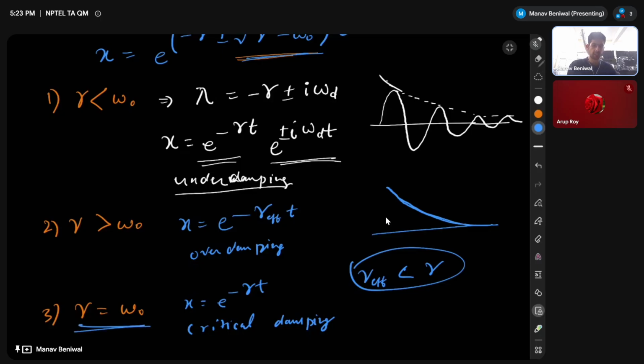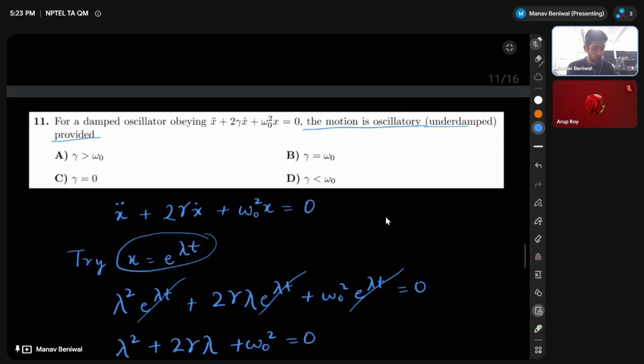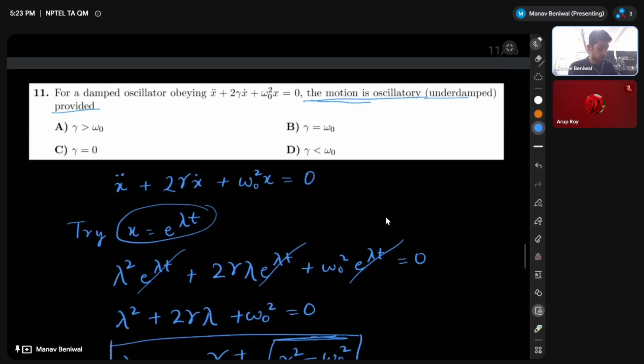So these are the three possible conditions, and for oscillations we now know that gamma has to be less than omega naught. If I look at the options, the motion is oscillatory, underdamped, provided gamma is less than omega naught, so option D. Because they have mentioned underdamped, the correct option is option D. Of course, if gamma is 0, then also the motion will be oscillatory, but it will not be underdamped.